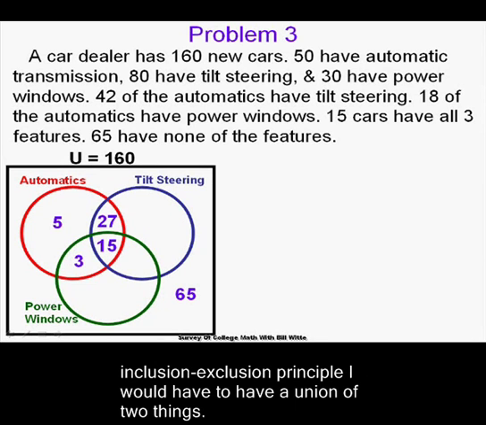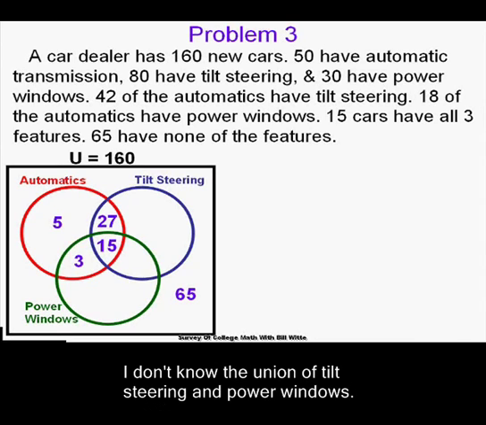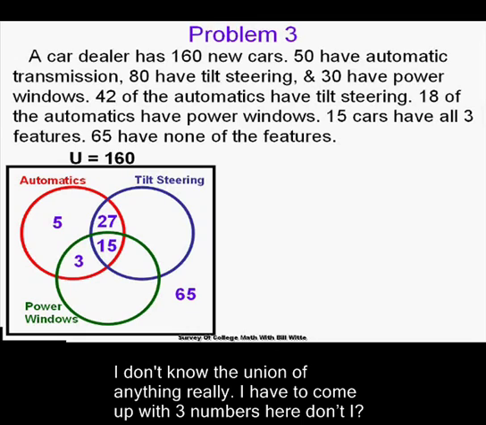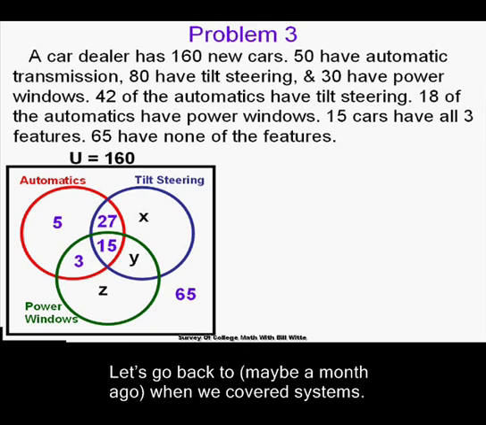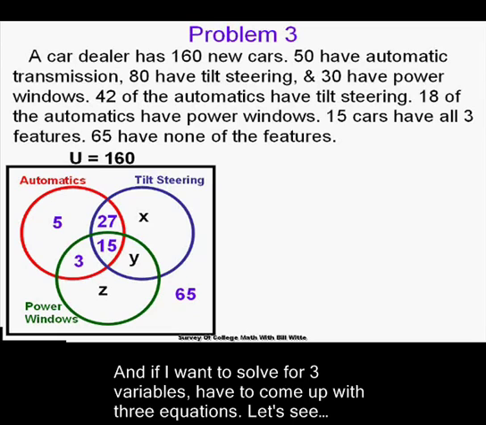To use the inclusion-exclusion principle, I would have to have the union of 2 things. I don't know the union of tilt steering and power windows. And I don't know the union of anything, really. So I'm not going to be able to use that. This is a little tricky one. I'm going to have to come up with 3 numbers here, aren't I? So I'm kind of going back to maybe a month ago when we covered systems. And if I want 3 variables, I'm going to have to come up with 3 equations.